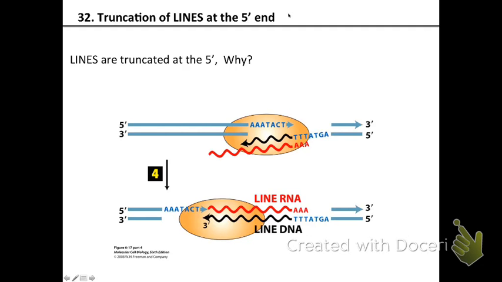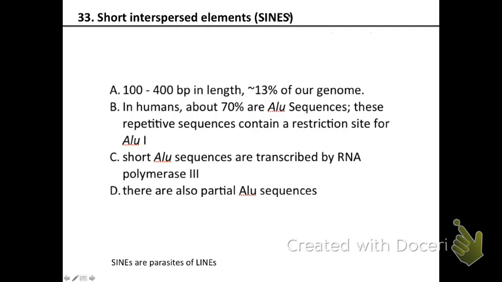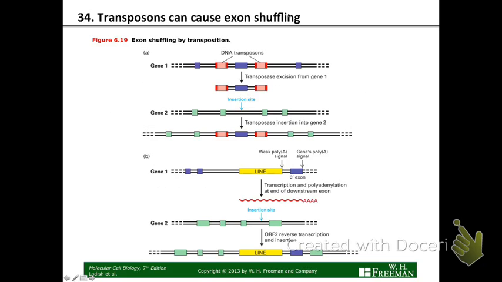All right. So because of this, we have lots of short interspersed elements called SINEs in our genome, which make up about 13%. In humans, 70% are called Alu sequences. This is simply because these short sequences contain a restriction site for AluI, and that's how they were first identified. And these short Alu sequences are typically transcribed by RNA polymerase III, and they're also partial sequences.